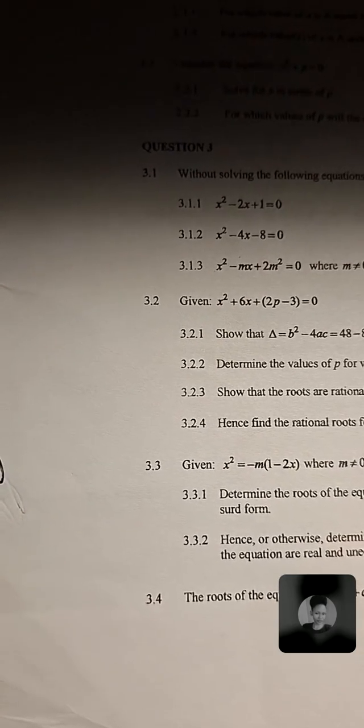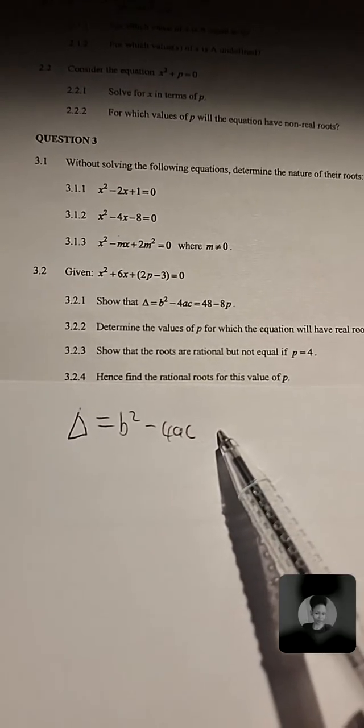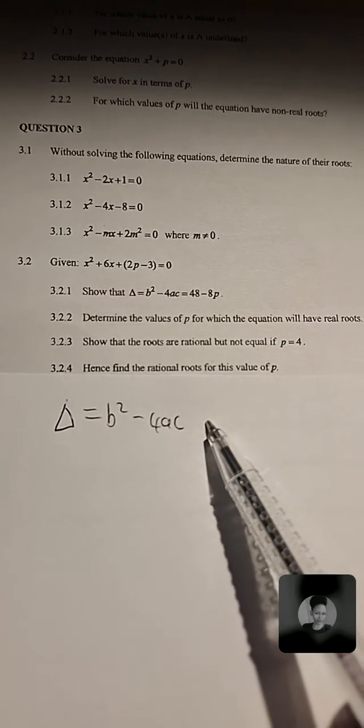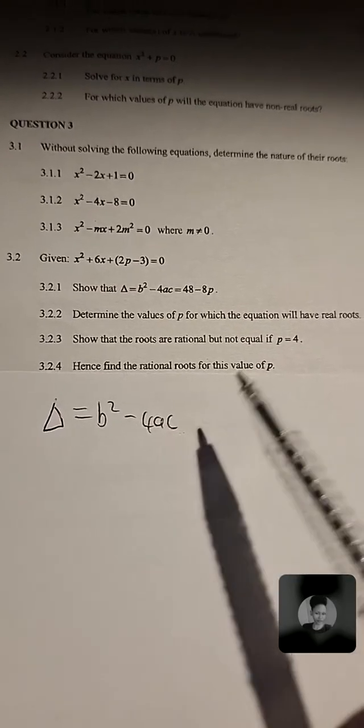Delta, it's b squared minus 4ac, which is equal to 0. Then you substitute. So you write delta is equal to b squared minus 4ac. Okay, I wrote that down. Did you say then equal to 0 as well? No.